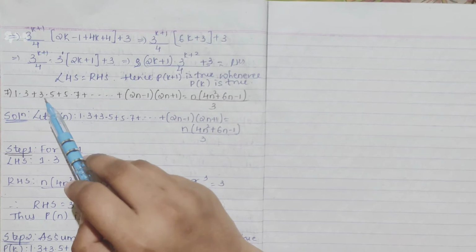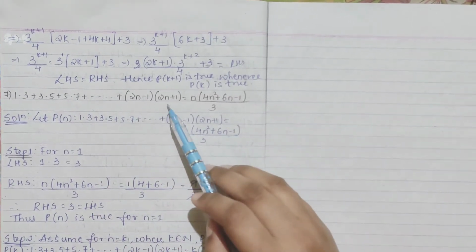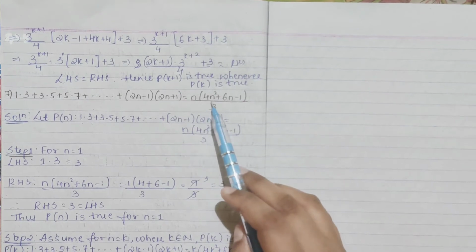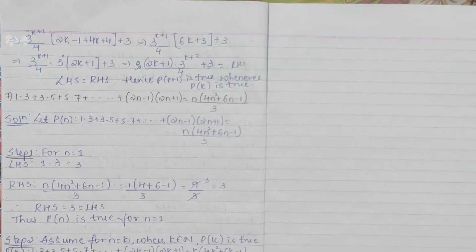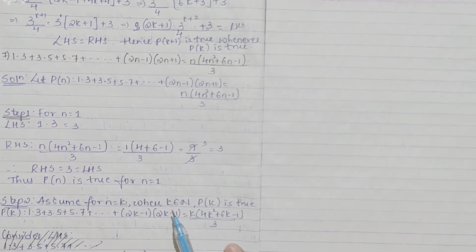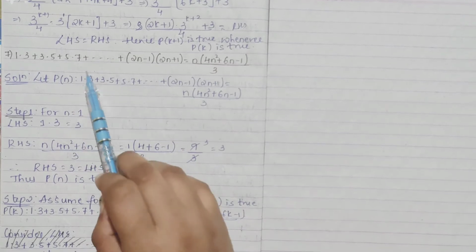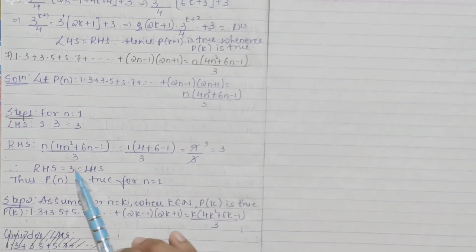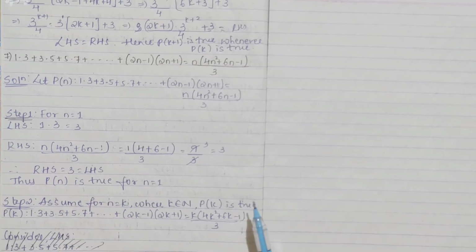1 into 3 plus 3 into 5 plus 5 into 7, and so on up to (2n minus 1) into (2n plus 1), is equal to n into (4n square plus 6n minus 1), whole divided by 3. Again I will not explain this, just say it, because you already know how to do your step 1. For n is equal to 1, first write your p of n, take your LHS, take your RHS, and wherever n is, put 1 in your RHS. P of n is true for n is equal to 1.